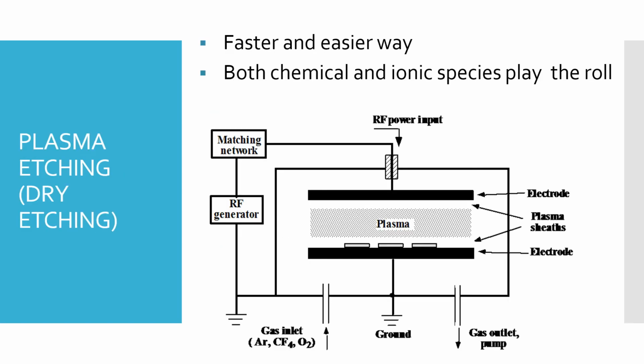Plasma etching, or dry etching, is a faster and easier way of etching compared to wet etching. So both chemical and ionic species play roles. The mechanism of dry etching is very similar to the wet etching mechanism. First, a feed gas is introduced into the chamber, like you see in the picture below, where at the gas inlet there are argon or CF4 or oxygen coming into the chamber. The feed gas is broken down into chemically reactive species to form plasma.